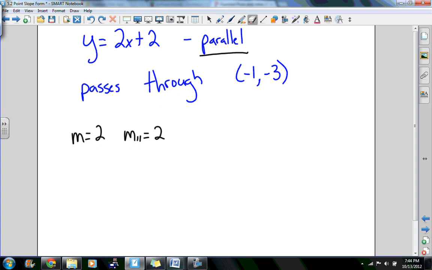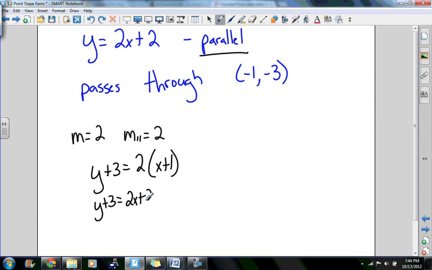Okay, see how we did? So if it's y plus 3, because that's a negative, is equal to 2 parentheses x plus 1, because that's a negative. So y plus 3 is equal to 2x plus 2, subtract 3, and I get y equals 2x minus 1. All right, this is a tricky section, so take your time on it.